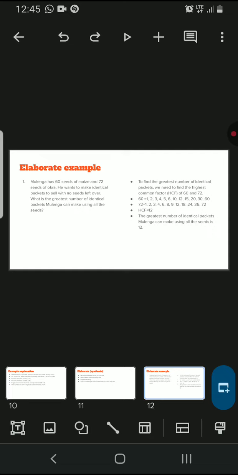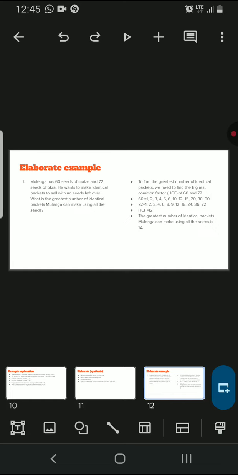For example, we can give a question. Mulenga has 60 seeds of maize and 72 seeds of okra. He wants to make identical packets to sell with no seeds left. What is the greatest number of identical packets Mulenga can make using all the seeds? Identical packets meaning equal packets.